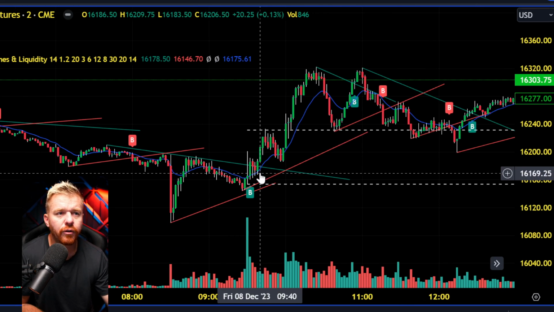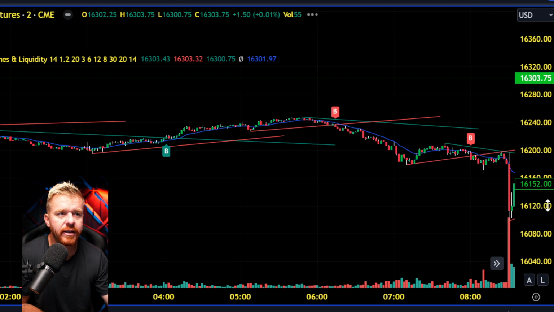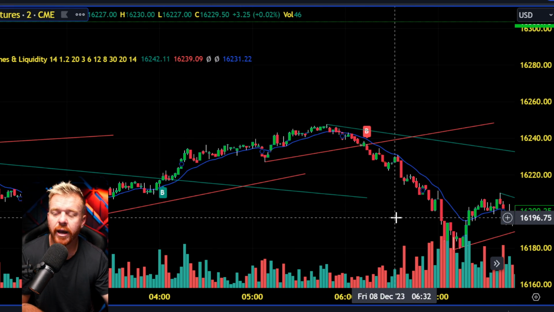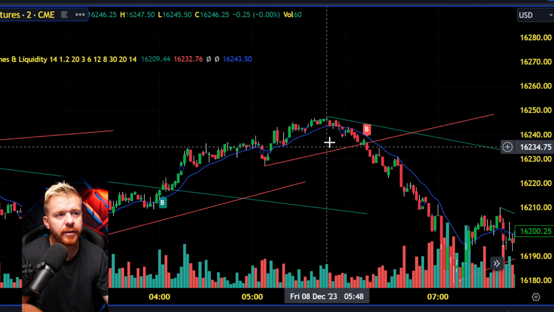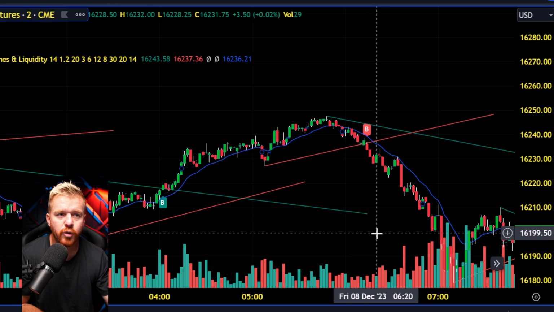So overnight, we had this pullback. We had this little signal. I like a couple things, right? This is what I want to see happen. I want to see consolidation, a little bit of a bounce before breaking straight through that trend line.